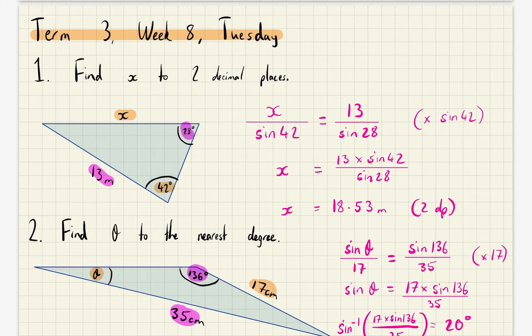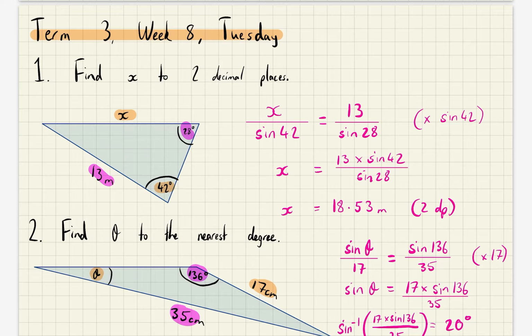So for question 1, we need to use the sine rule to find the side. I'm going to put the side on top and the angles on the bottom. So all the sides are on top and all the angles are on the bottom. Okay, so I've put it into the sine rule. So I have x over the opposite angle, and then 13 over the opposite angle of 28.